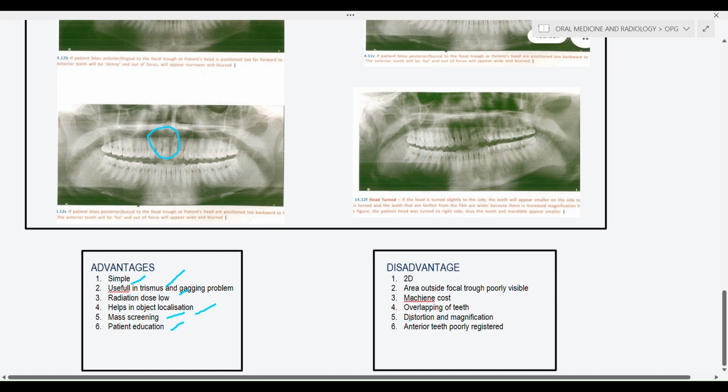Next one is the focal trough, that is, the area outside the focal trough will be poorly visible. Moving on to the next one, the machine cost will be high. Overlapping of images can be seen in OPG. As this is a 2D image of a 3D structure, distortion and magnification can occur. And in this, the anterior teeth are poorly registered due to the presence of the spine. So this brings us to the end of the topic OPG.